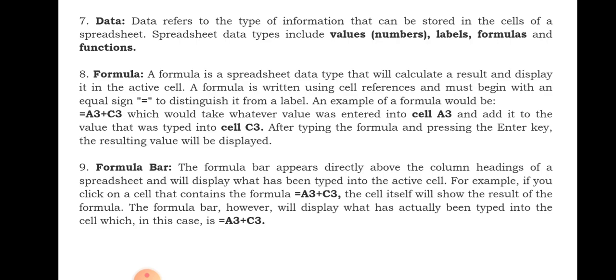Data. Data refers to the types of information that can be stored in the cell of a spreadsheet. Spreadsheet data types include numbers, labels, formulas, and functions. So this is just talking about the kind of data that you can input into a cell. You can input digits, you can input labels, that is, names, text, and the likes. You can also input formulas and functions, where we are going to be talking about functions and formulas in a short while.